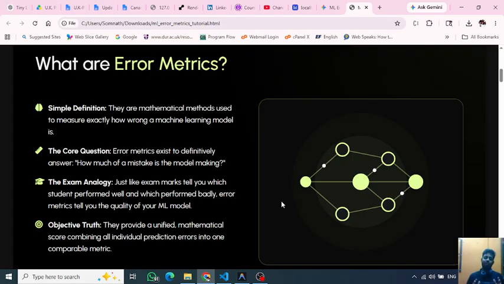Just like exam marks tell you which student performed well and which performed badly, error metrics tell you the quality of the ML model. Objective: they provide a unified mathematical score combining all individual prediction errors into one comparable metric.